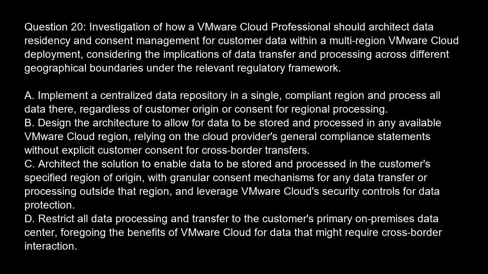Option B. Design the architecture to allow for data to be stored and processed in any available VMware cloud region, relying on the cloud provider's general compliance statements without explicit customer consent for cross-border transfers. Option C. Architect the solution to enable data to be stored and processed in the customer's specified region of origin, with granular consent mechanisms for any data transfer or processing outside that region, and leverage VMware cloud security controls for data protection. Option D. Restrict all data processing and transfer to the customer's primary on-premises data center, forgoing the benefits of VMware Cloud for data that might require cross-border interaction.